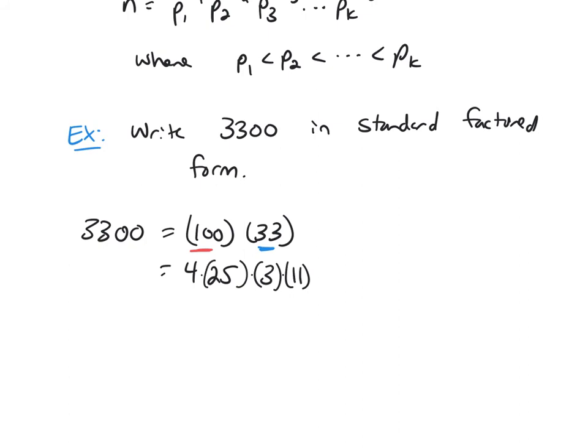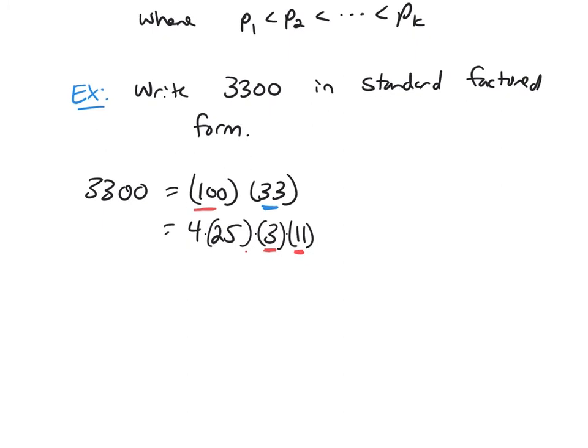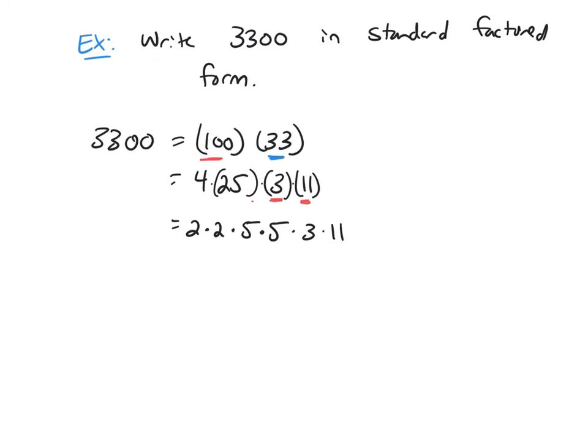And then if I look, the ones that are primes already, 3 and 11 are already prime numbers, so I don't factor those more, but 4 and 25 are not prime. 4 is 2 times 2. 25 is 5 times 5. So 2 times 2 times 5 times 5 times 3 times 11. So now we've broken this number down into all of its prime factors.